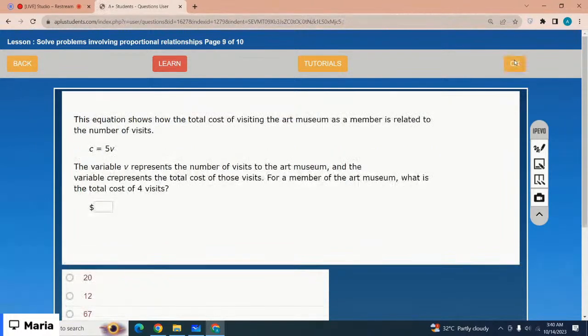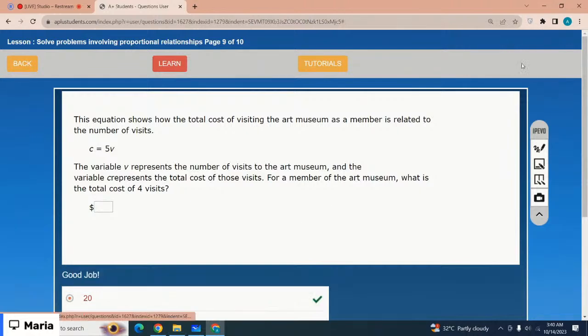Okay, the equation shows the total cost of visiting the art museum as a member is related to the number of visits. C equals 5V. The variable V represents the number of visits at the art museum and the variable C represents the cost of those visits. For a member of the art museum, what is the cost of 4 visits? Very good. It would be 5 times 4. That would be 20. The correct option is 20. That means 4 visits cost $20.